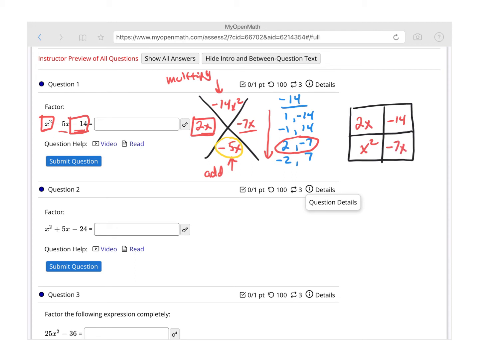Now, it doesn't matter which one goes where. You could put those in either place. I could have put the negative 7 up here and the positive 2 down here. It really won't matter when we're done with the problem.